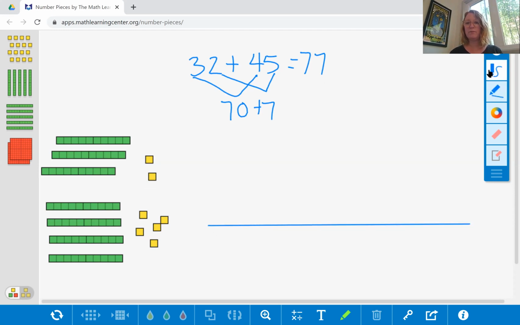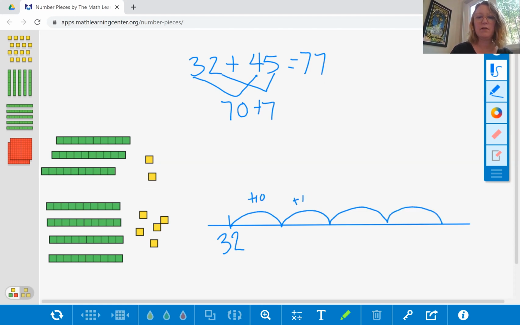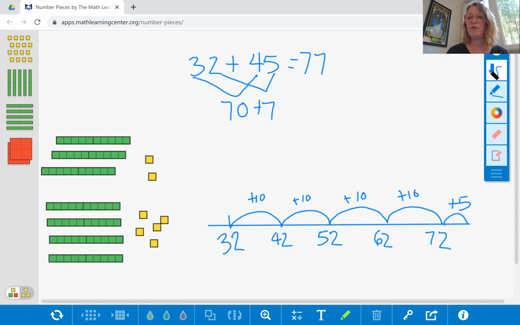And then, of course, the other way is to do it on a number line. We could say 32 plus 10, 20, 30, 40, plus 10, plus 10, plus 10, plus 10 equals 42, 52, 62, 72, and then don't forget the 5, and 72 plus 5 is 77. Getting the same number in all three strategies.